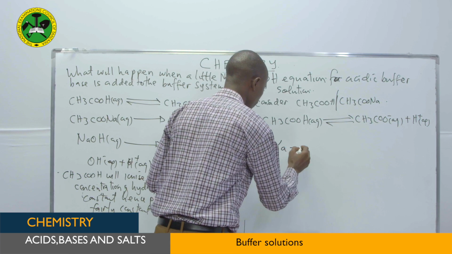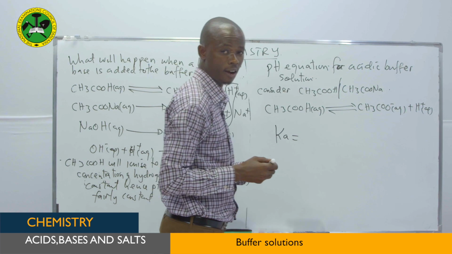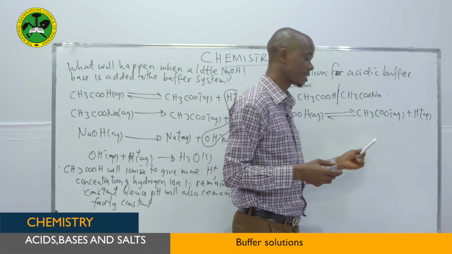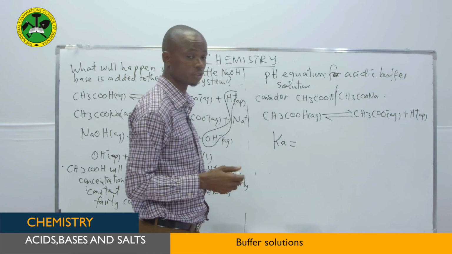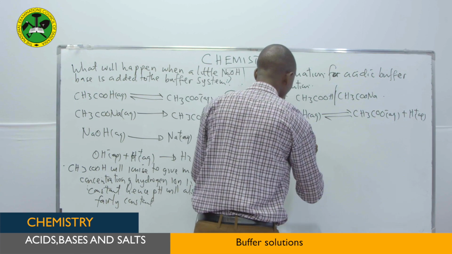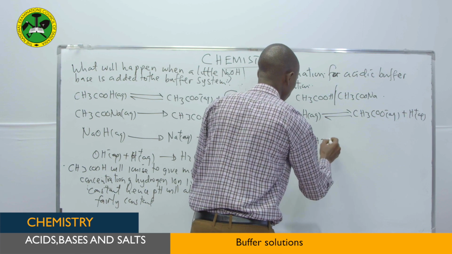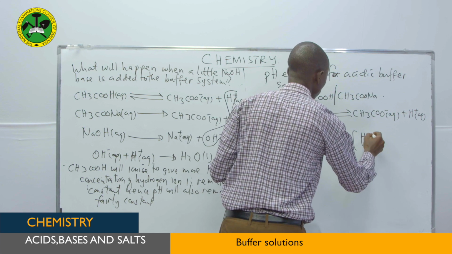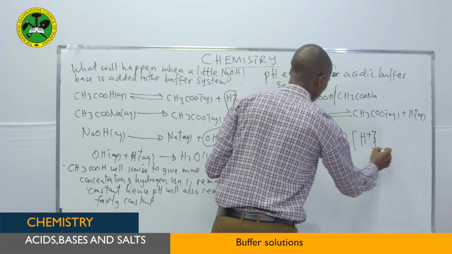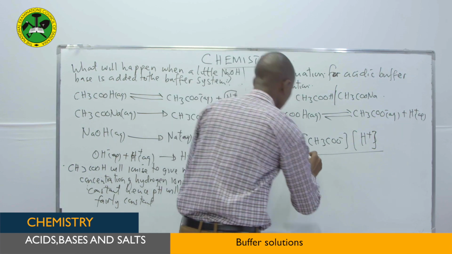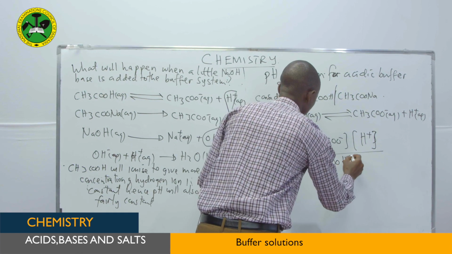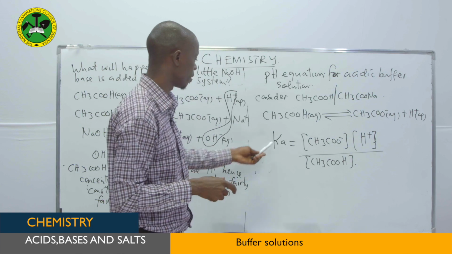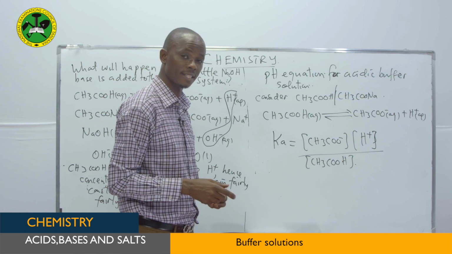The ionization constant for the acid will be the product of the concentrations of the products divided by the concentration of the reactant. So it is very simple, as you can see. The concentration of the acetate ion multiplied by the concentration of hydrogen ion divided by the concentration of acetic acid. That is the ionization constant for the acid.